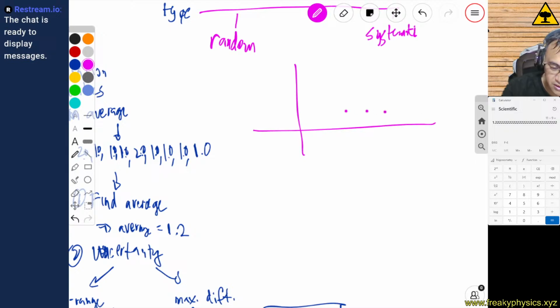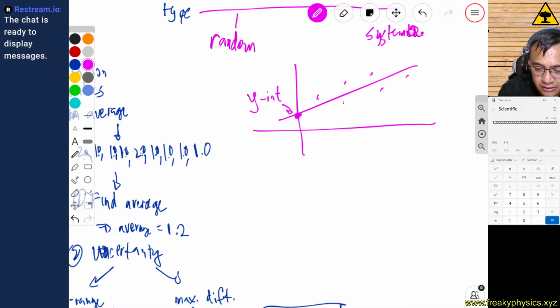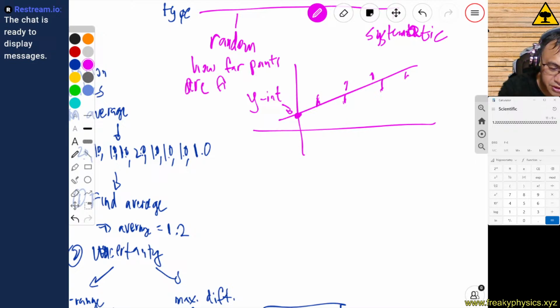Now, whenever you have a graph, let's do a linear graph. So for example, you have some sort of linear graph like that. Now the random error, and let's put some points around our graph like this. Let's label this point here the y-intercept. Now the random error is basically how far your points are from the average.